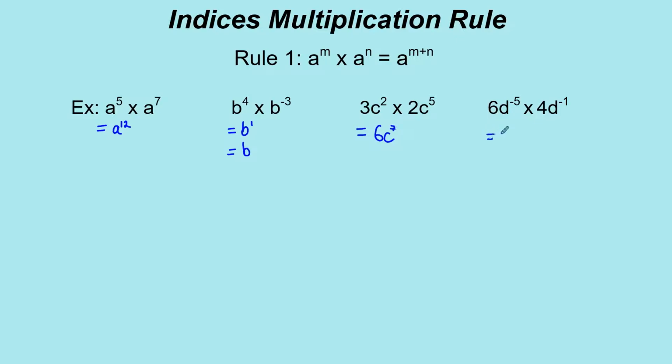And lastly, similar idea, 6 4's are 24. And we've got d to the power negative 5 and d to the power negative 1. So we're going to add these powers. We're going to get d to the power, and be careful again when you're adding the negative numbers, negative 5 add on negative 1 would be negative 6.